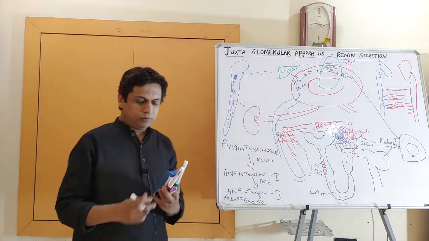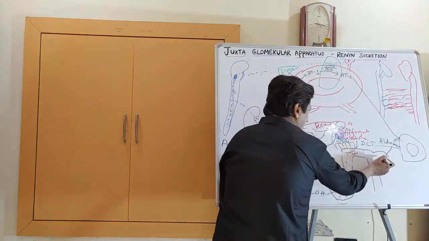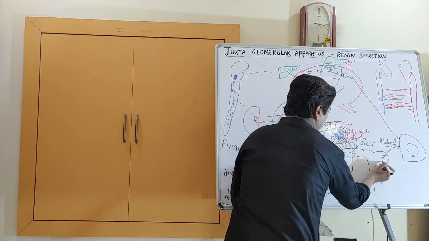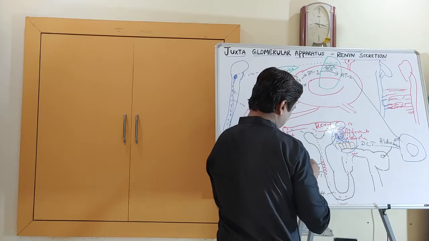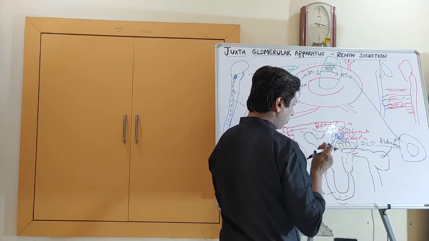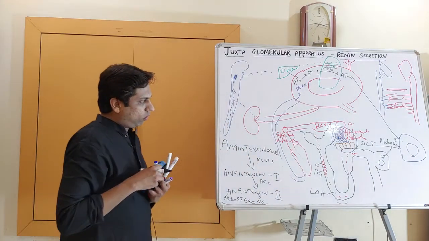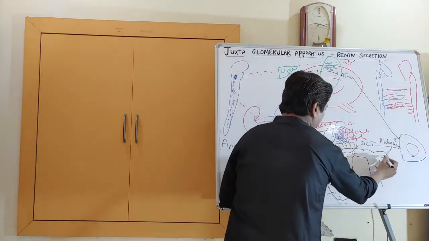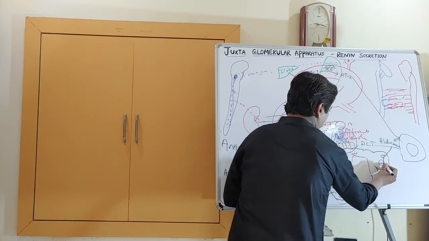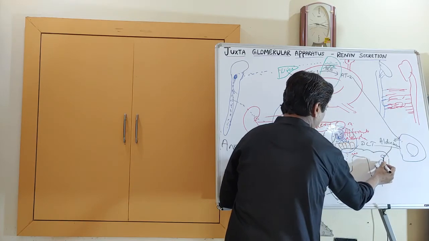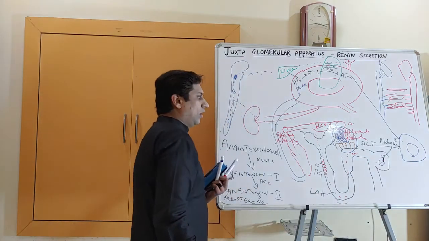So what will it do? It will bind to the aldosterone receptors, and there is a nucleus in this principal cell. When aldosterone binds to this receptor, it will lead to the activation of genes in the nucleus.